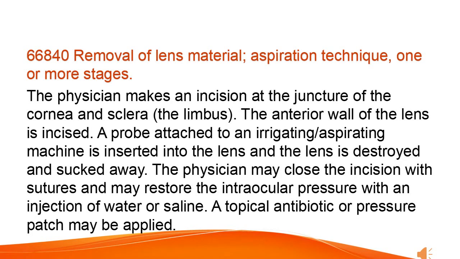Removal of lens material, aspiration technique, 1 or more stages. The physician makes an incision at the juncture of the cornea and sclera, the limbus. The anterior wall of the lens is incised. A probe attached to an irrigating/aspirating machine is inserted into the lens and the lens is destroyed and sucked away. The physician may close the incision with sutures and may restore the intraocular pressure with an injection of water or saline. A topical antibiotic or pressure patch may be applied.